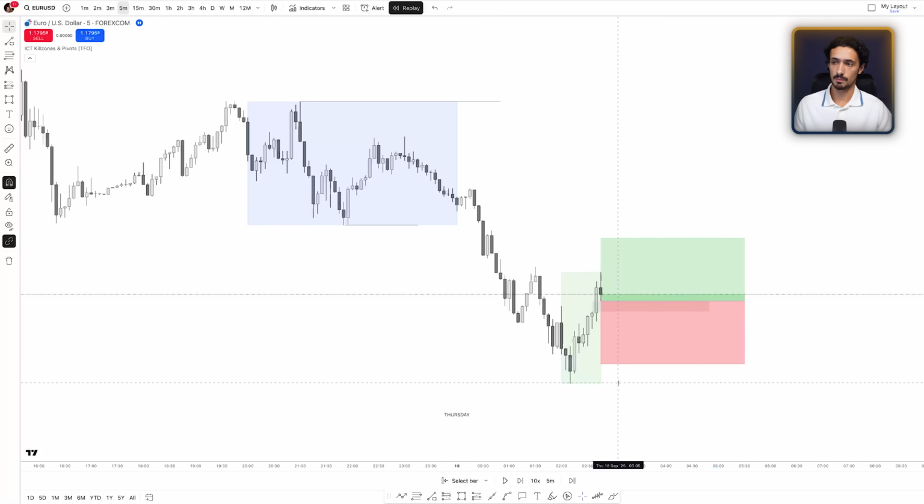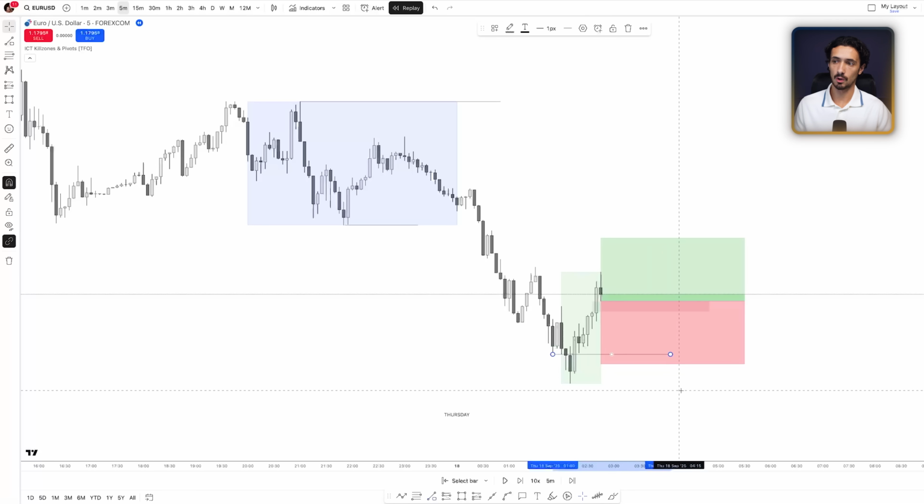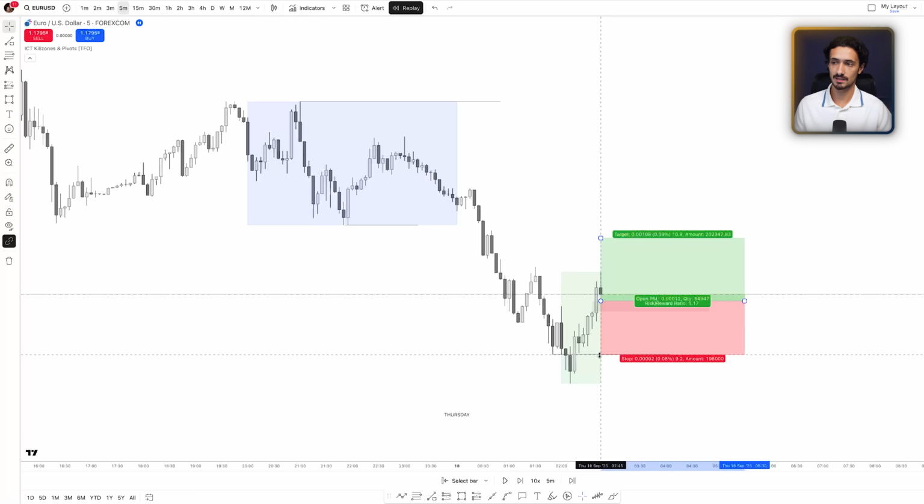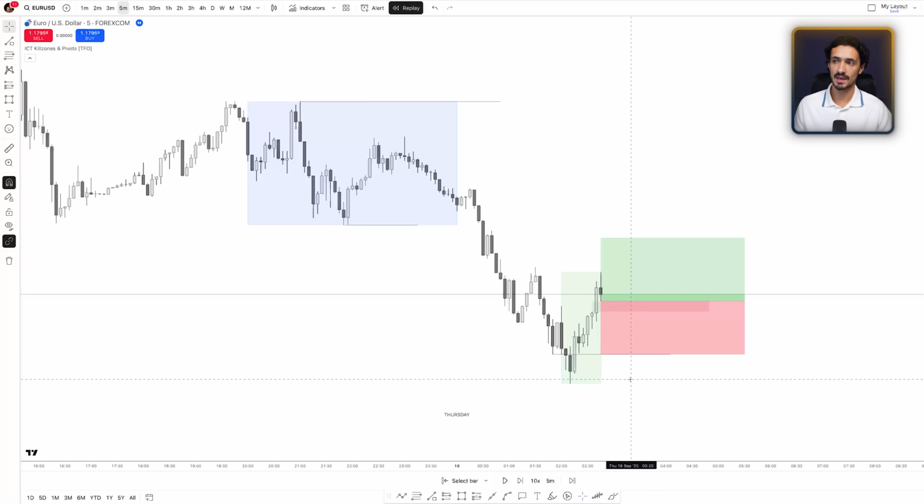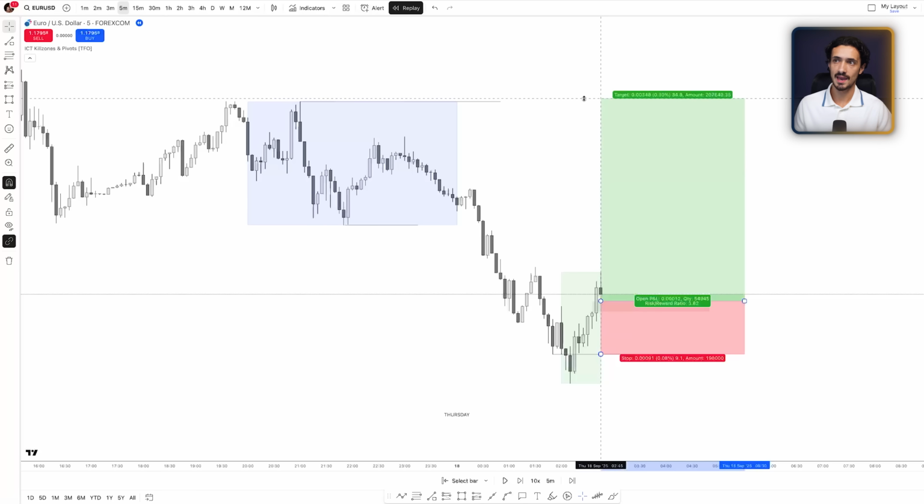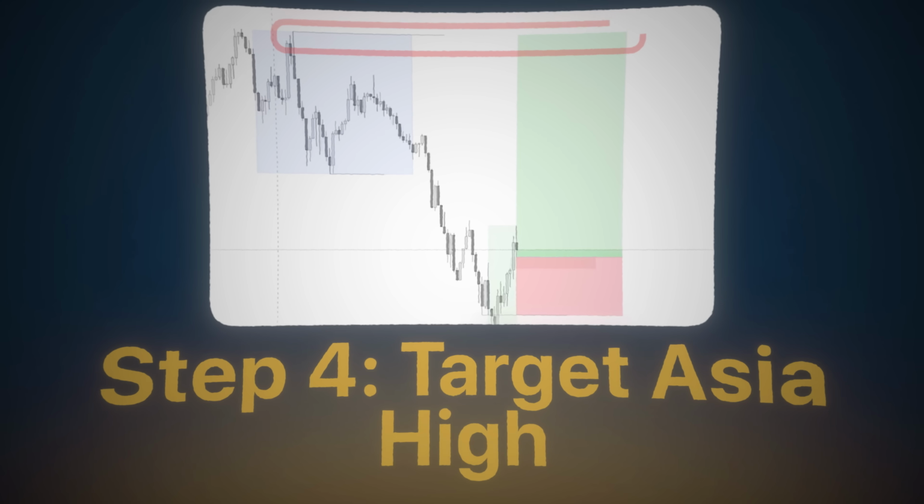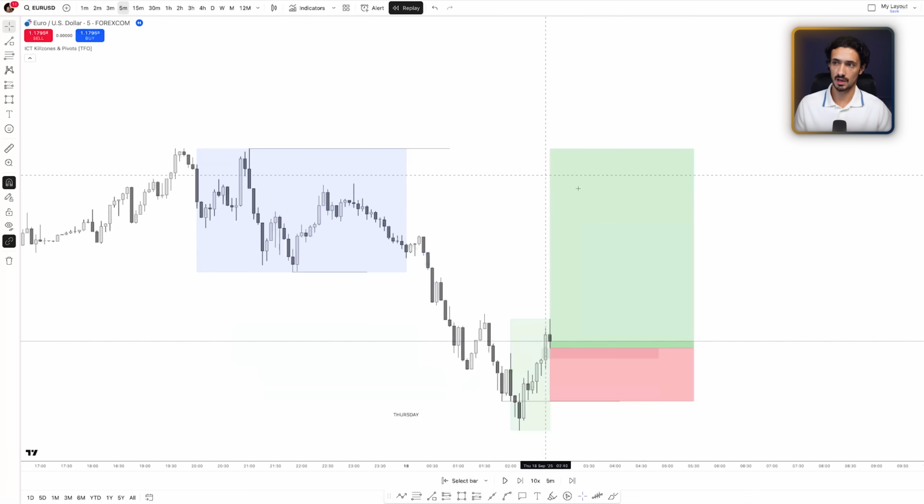Now I need to place my stop loss. And logically speaking, price shouldn't really revisit below this low again. Otherwise, it's likely going to take this low. So I can protect my stops and put them in here. Then what I need to do is target the Asia session high, which is my step number 4, as my target.